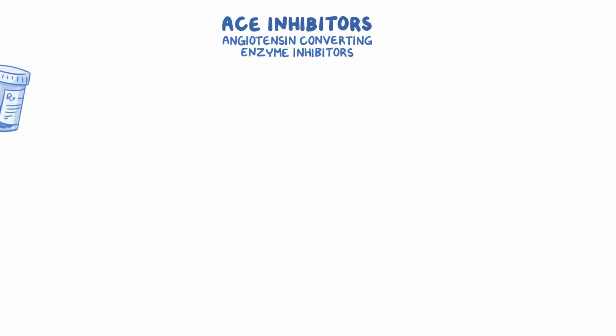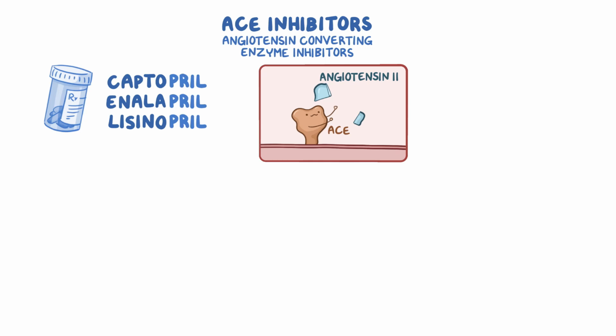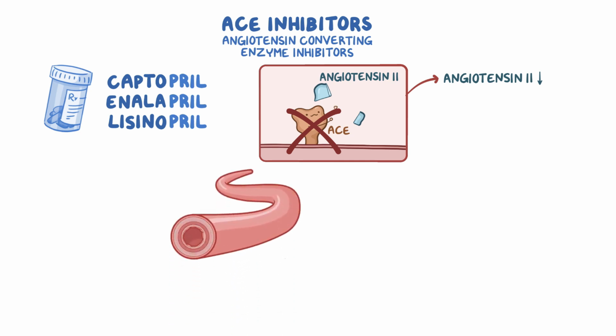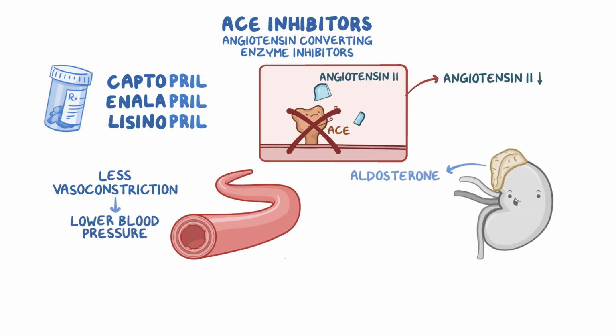Okay, so next we have the angiotensin-converting enzyme inhibitors, or ACE inhibitors, and their names usually end in pril, like Captopril, Enalapril, or Lisinopril. So by inhibiting the action of ACE, they prevent the formation of angiotensin II, and therefore decrease its level in the blood. With less angiotensin II in the bloodstream, there is less vasoconstriction, and therefore these medications effectively lower the blood pressure. In addition, they lower aldosterone release, which causes natriuresis, or excretion of sodium, by the kidneys.